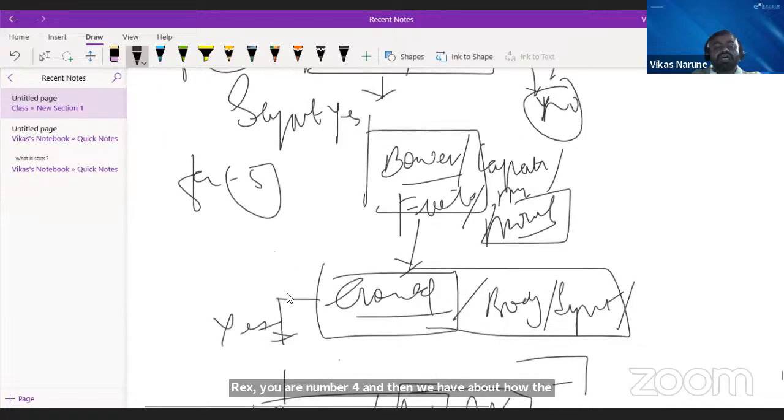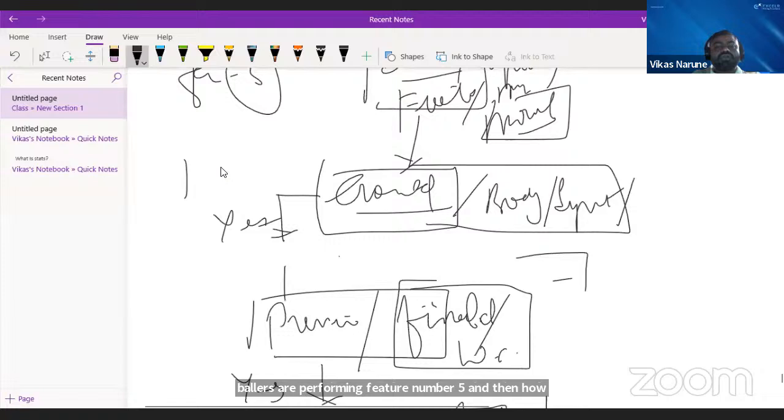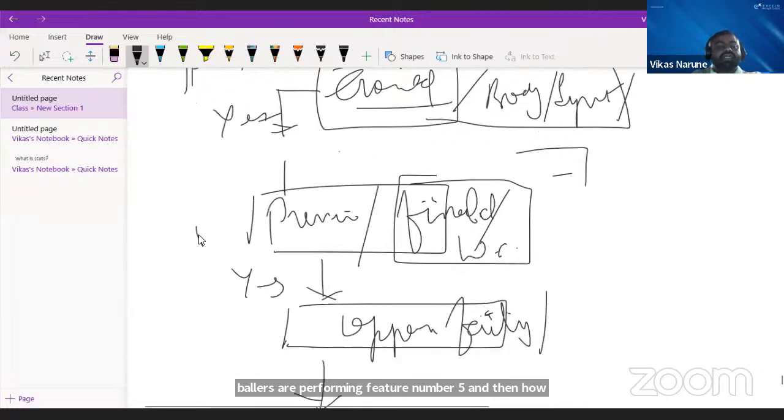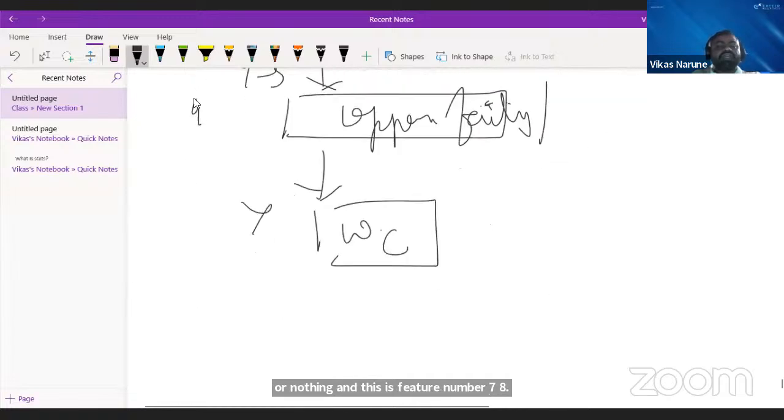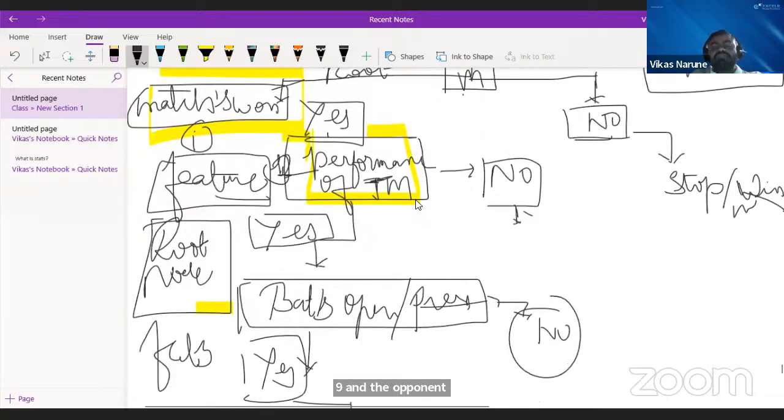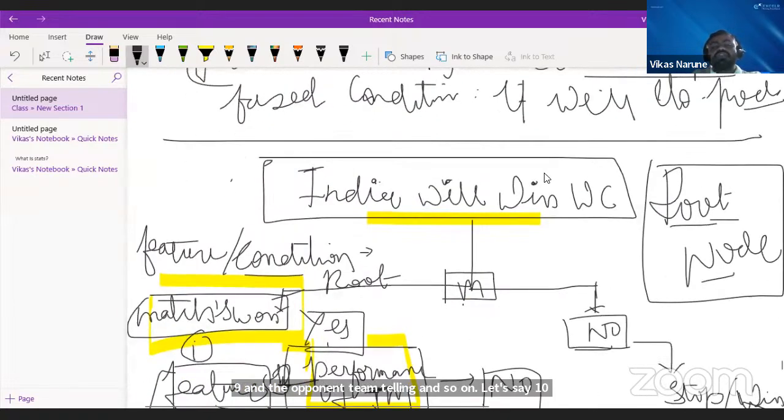Feature number 5, and then whether we are going to win the toss, or body language, and all those things. And this is feature number 7, 8, 9, and the opponent team failing, and so on. Let's say we have 10 features. Out of these 10 features, my question goes to you guys: which one is important now? Where should we start?